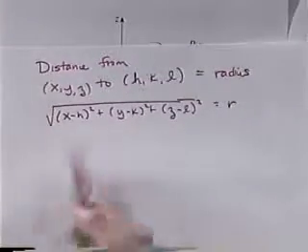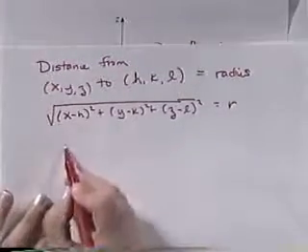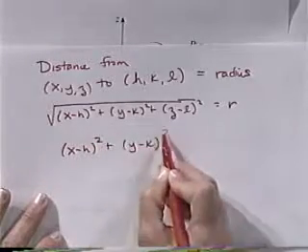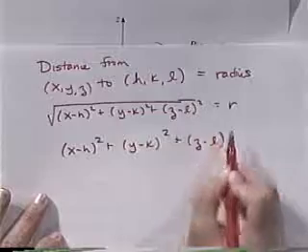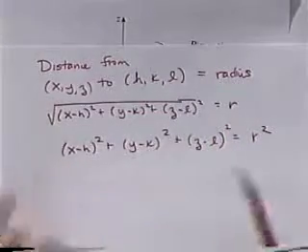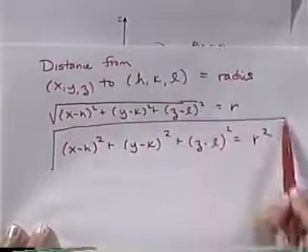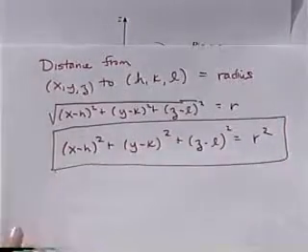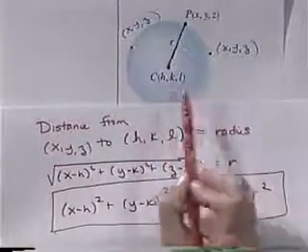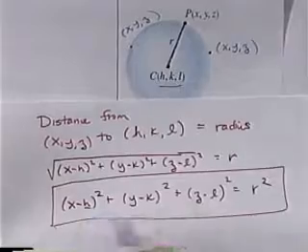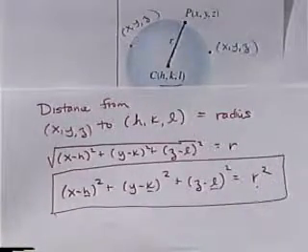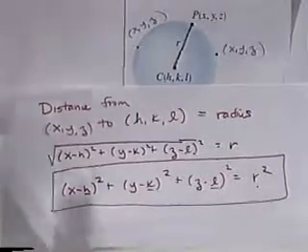Well, I don't really like equations that have a square root in them, so if I square both sides, I get (x minus h) squared plus (y minus k) squared plus (z minus l) squared equals r squared. So this is the equation of a sphere. What particular sphere? The sphere whose center is (h, k, l). That's the center. So notice this is where the center shows up, (h, k, l), and whose radius is r. Notice it's r squared.